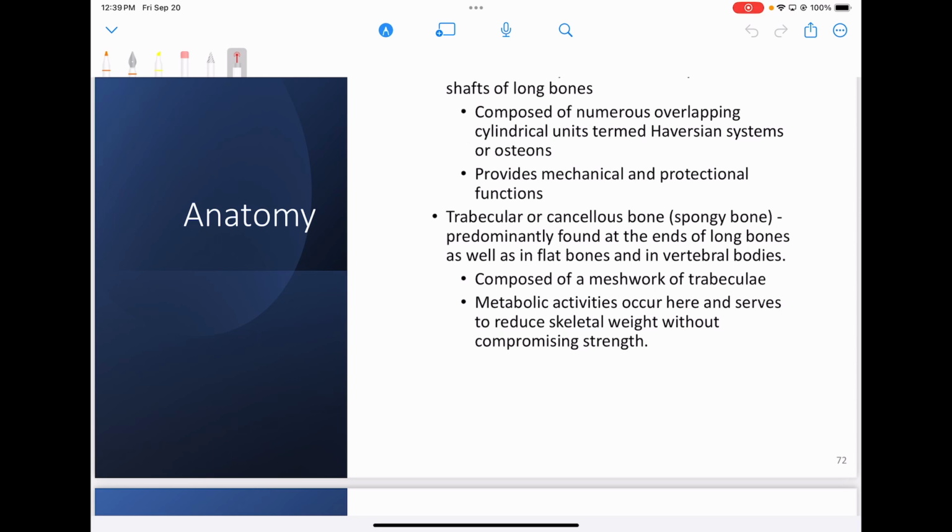Metabolic activities occur here, and it serves to reduce skeletal weight without compromising strength. Okay, if our bones were solid the whole way through, we'd weigh a lot more. That's why birds can fly, because their bones are lighter. The weight doesn't matter, and they can fly. That's why we can't.